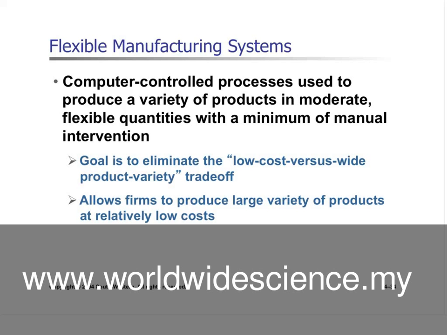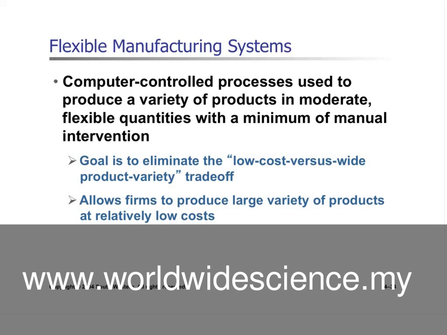So you're not trading low cost with product variety. You need to be able to provide product variety and also at a low cost. And then it also helps the firm to produce a large variety of products at relatively low cost. So that's what we are discussing. You need to have them both together. That's what we mean by the flexibility.